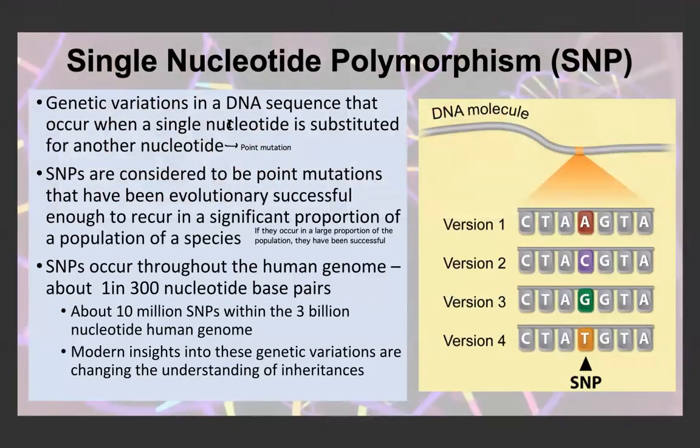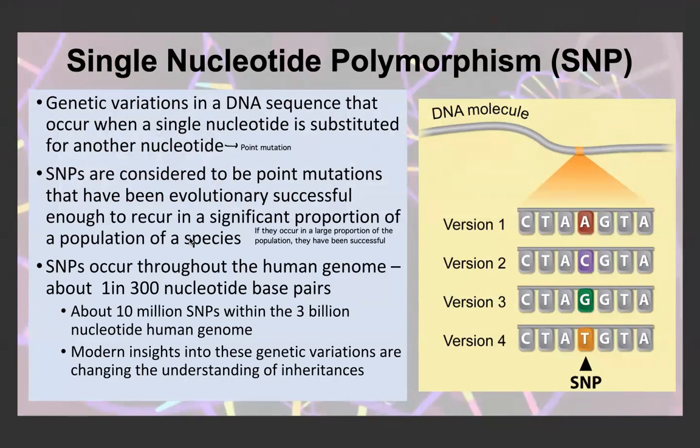A single nucleotide polymorphism, also called a SNP, is a genetic variation in a DNA sequence that occurs when a single nucleotide is substituted for another nucleotide. So we know that that's called a point mutation. But SNPs are specific types of point mutation. They are point mutations that are considered to be evolutionarily successful. So they have become common enough that they can occur in a significant proportion of the population of a species.